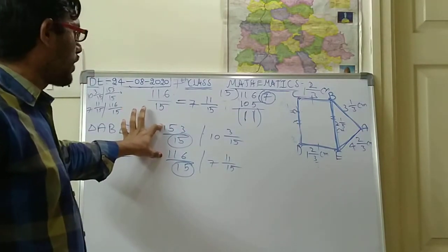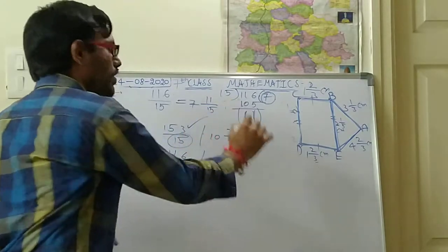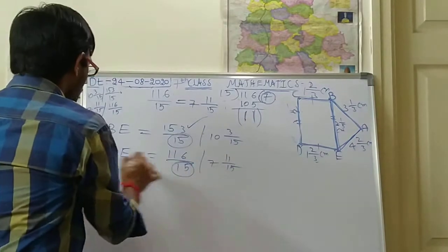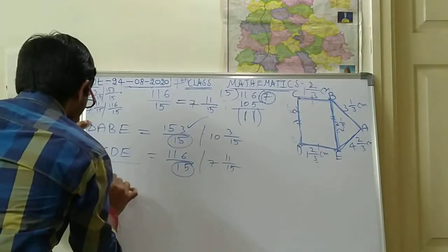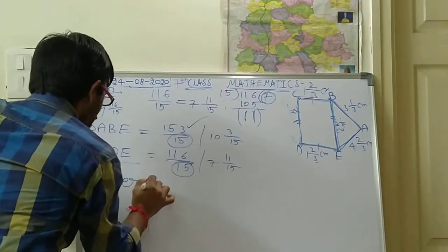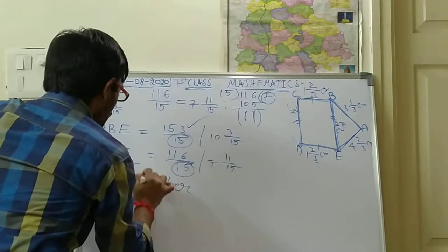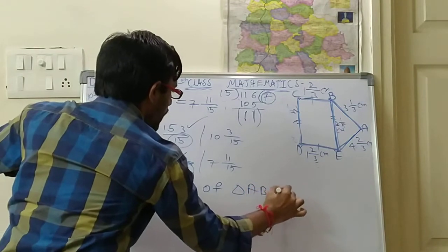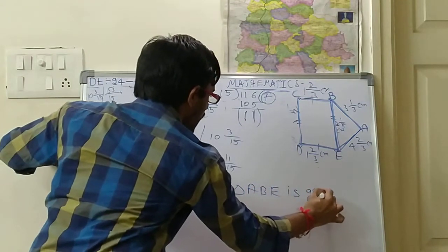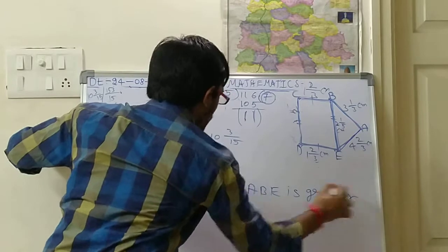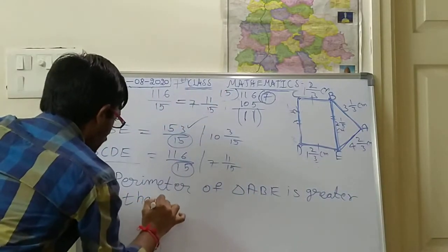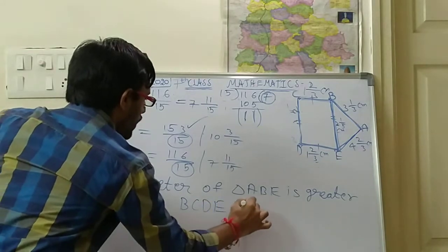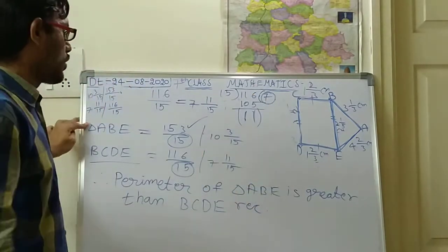So which is bigger in the numerators? Obviously 153 is bigger. So the perimeter of triangle ABE is bigger than BCDE. Therefore, perimeter of triangle ABE is greater than BCDE rectangle. BCDE rectangle, like this you should write.